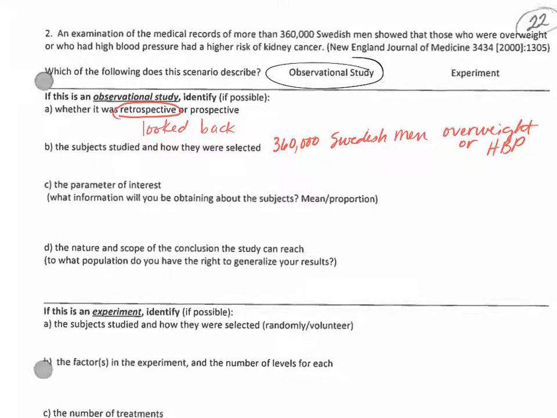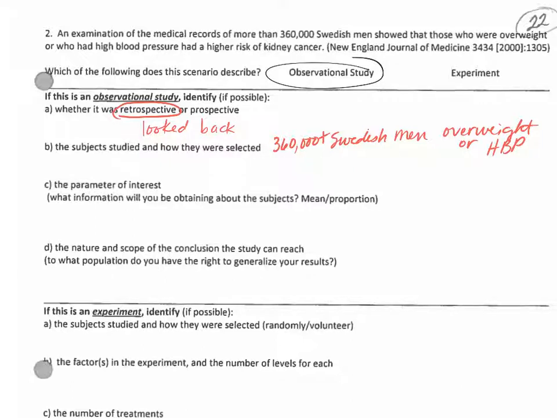Okay. How were they selected? It doesn't say, but seeing as how this was past medical records, do you think it's reasonable that this was a random selection? Yes. Wouldn't that be like 360,000 plus? Yes, sir. Okay, good. Because it said more than. They examined more than that many. Okay, good.